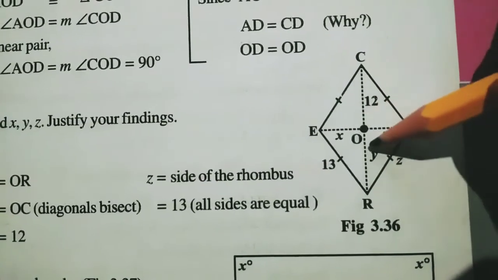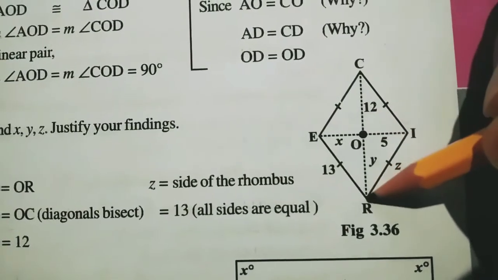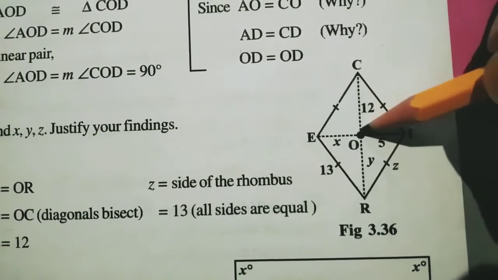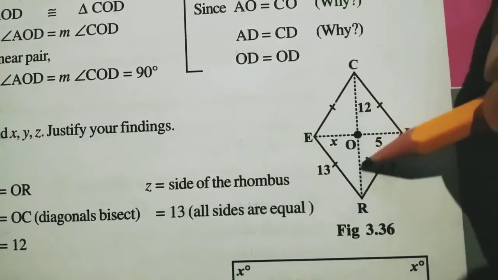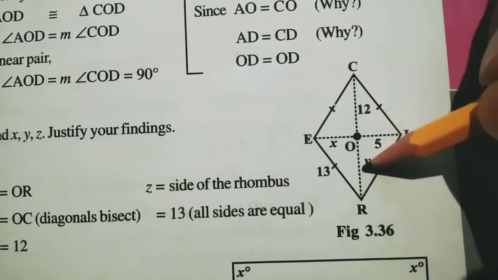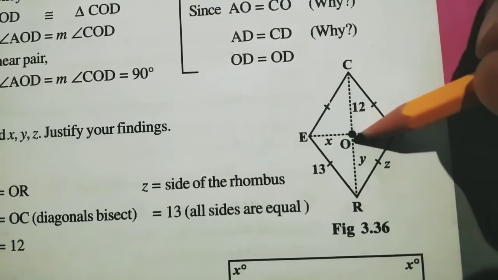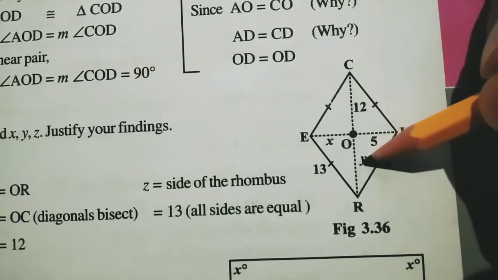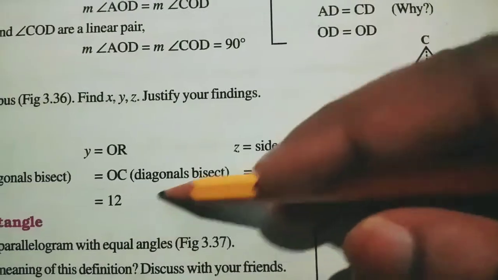Then you have to find X and Y. So how can you find X and Y? See here, CR is the diagonal. Then CO length is given as 12. So what will be the length of OR? It is also the same, 12, because the diagonals bisect each other. CO is 12, so OR is also 12. That means Y is also 12.